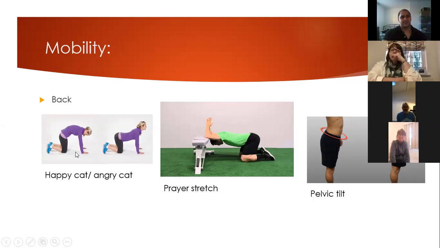So you're looking at the happy cat, angry cat. This is a good mobility exercise for the entire spine. The prayer stretch, which is good for your upper back, like the thoracic spine, so above. And the pelvic tilt, which is good for hitting the lower back as well and working the pelvis.